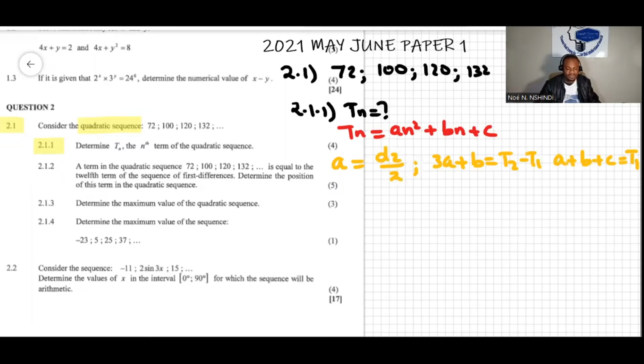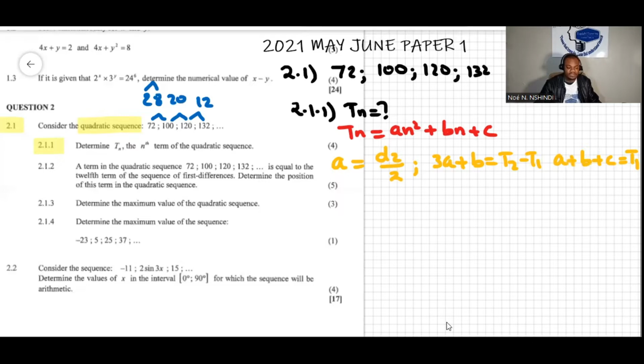Now, over here, let's first find the second difference between the terms. So I prefer to do them here. The first difference will be linear, so there will be 100 minus 72, which is equal to 28, and then 120 minus 100 is 20, and then 132 minus 120 is equal to 12. Now that's the first difference.